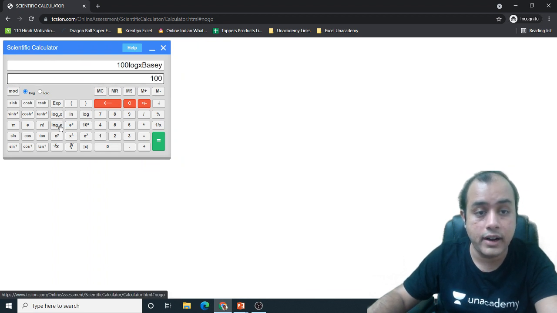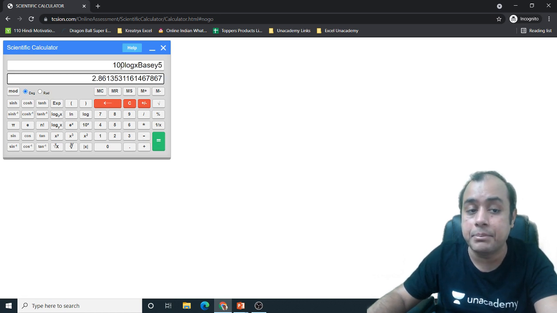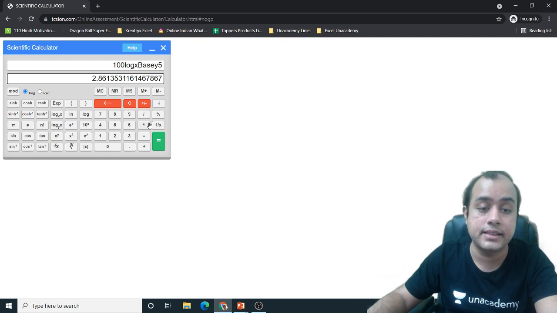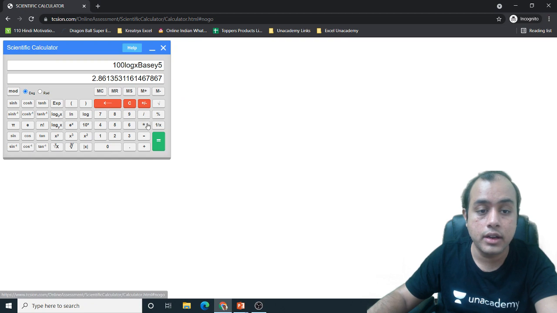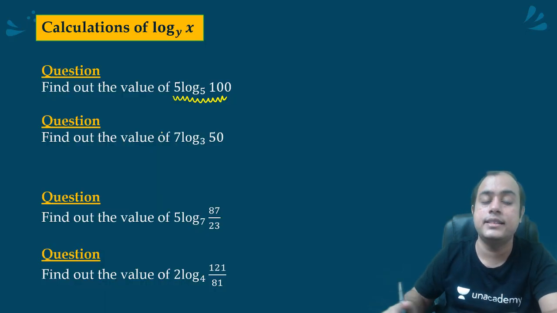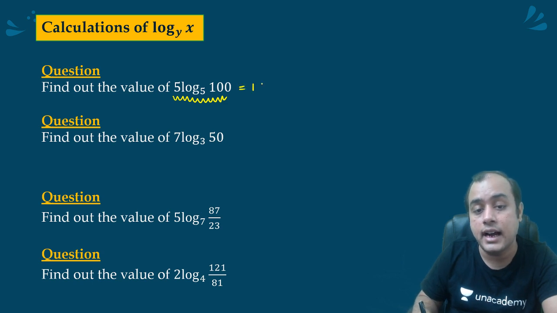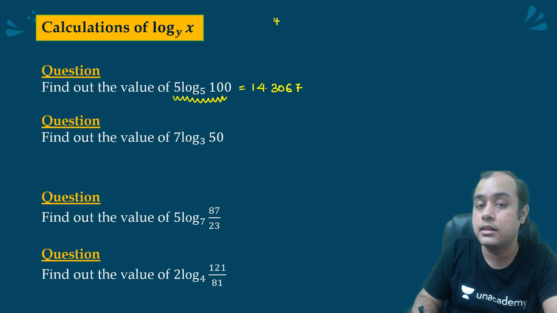100 log by x, on a base of 5. Okay, so first you feed the number, then you feed the base. And what you need to multiply it by? 5. So into 5. 14.3067. Let me write it as well so that you remember it.